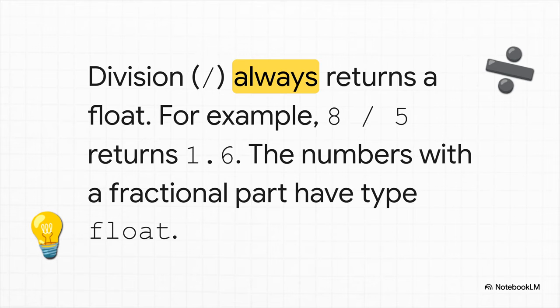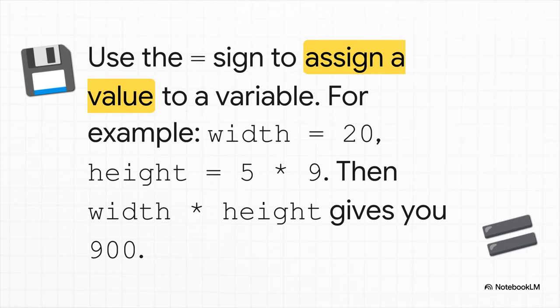A calculator is fun and all, but for a real program, we need it to remember things. And we do that with variables. All the equal sign does is give a name, a label, to a value. So here, width becomes our nickname for the number 20. And now we can use those names in our calculations. This right here is the moment we stop being a fancy calculator and start actually programming.